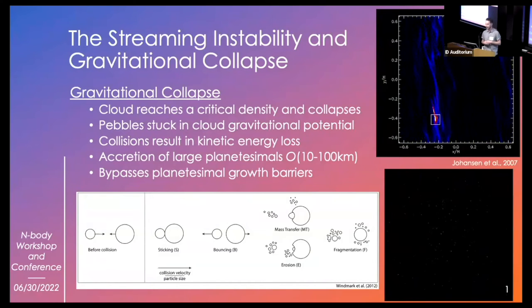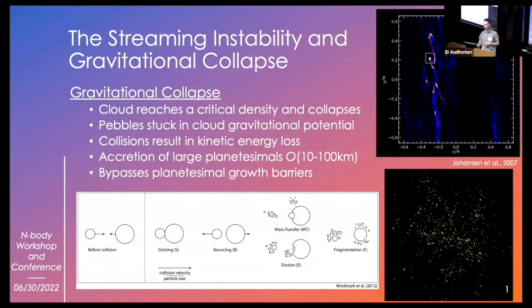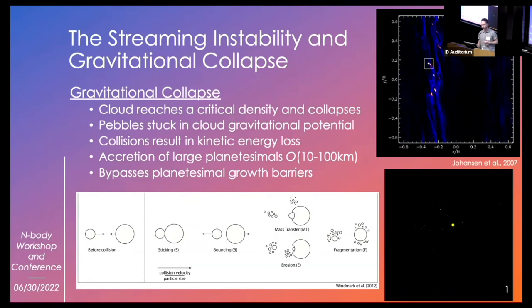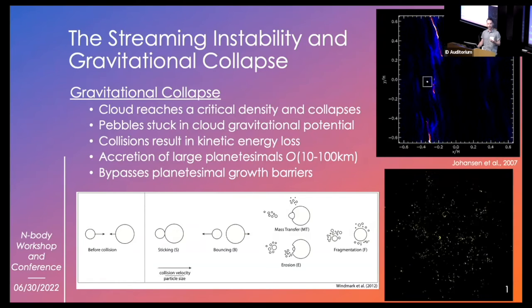And upon reaching a critical density, these clumps collapsed to form planetesimals on the order of tens to hundreds of kilometers. And ultimately, this is a very efficient and practical method for planetesimal formation because it bypasses some of the meter barrier inhibitors for planetesimal formation.